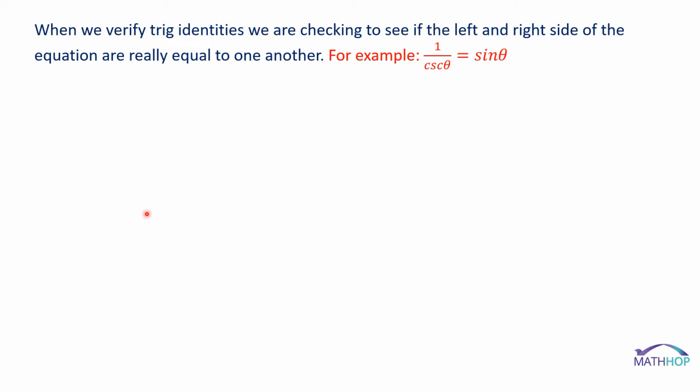So, for example, if you were given this really simple identity, 1 over cosecant of theta equals sine of theta, you would use your reciprocal identity and rewrite 1 over cosecant theta as sine theta and see that they are in fact equal. So, what makes these super frustrating?